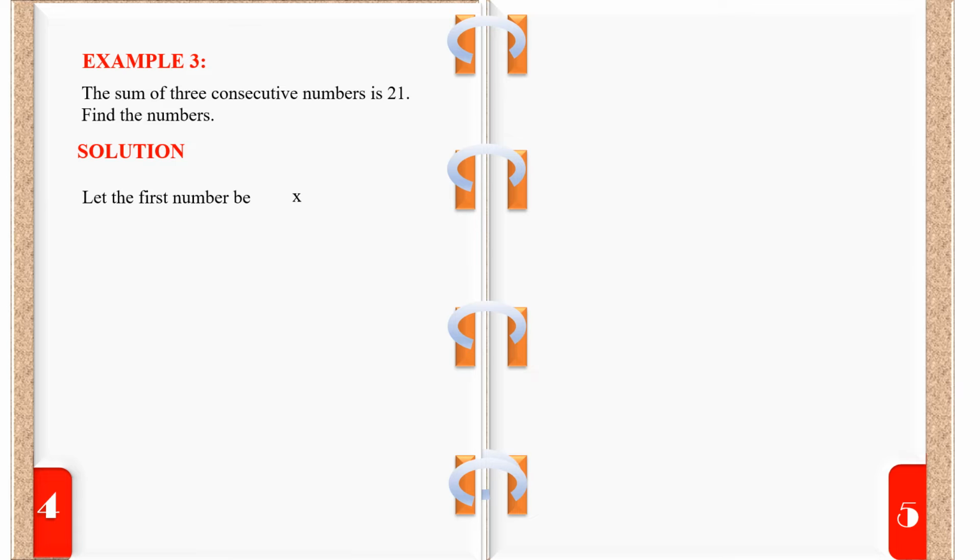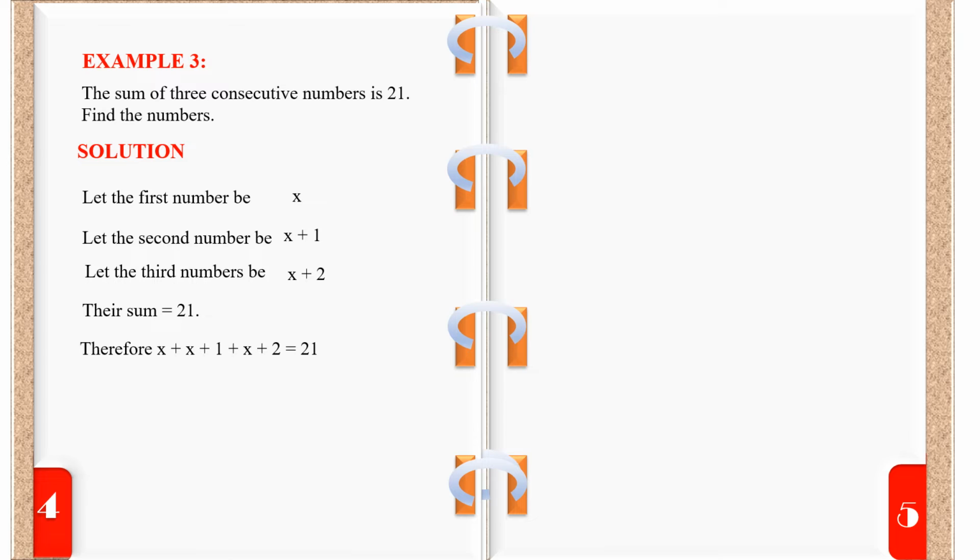So it means that the second number is going to be X plus 1. Then the third number is going to be X plus 2, since they are consecutive, so we continue to add 1 to it. Now, don't forget that their sum should be equal to 21. Therefore, we add X plus X plus 1 plus X plus 2 to be equal to 21. So X plus X plus X will give us 3X.